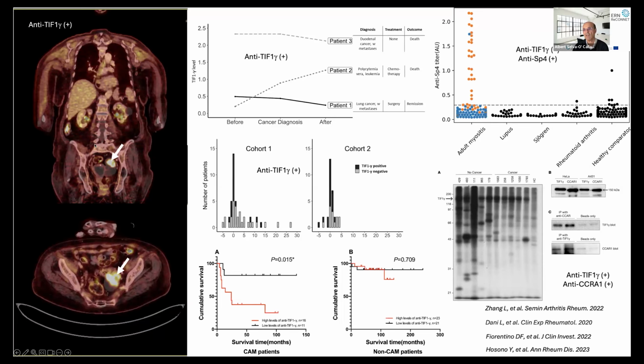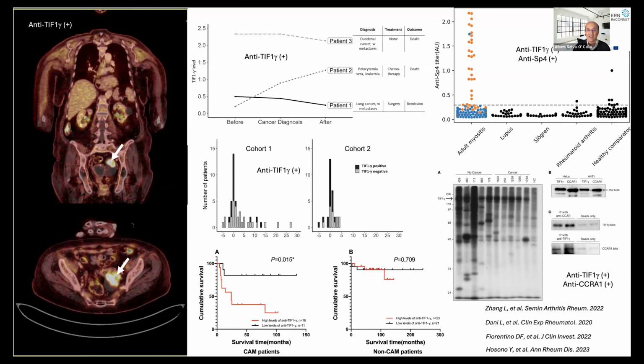We usually rely, although we know that there is this screening strategy published in Nature, we participated in this study, but in our clinical practice, we rely mostly on the PET-CT and the TIF1 gamma, or the autoantibodies. So the antibody is a good marker for the screening of patients with an occult cancer.